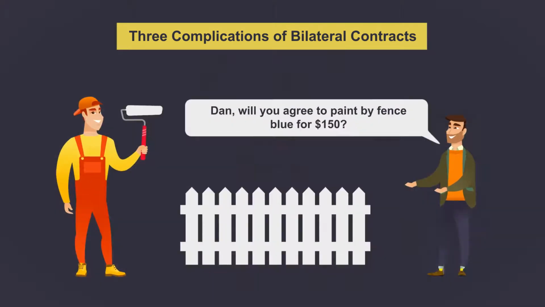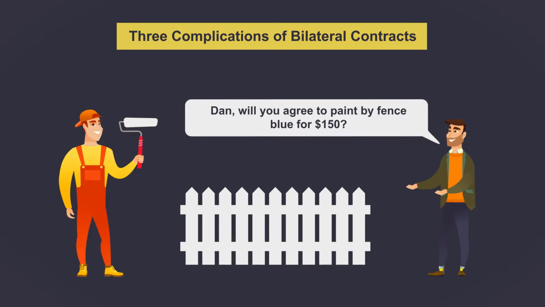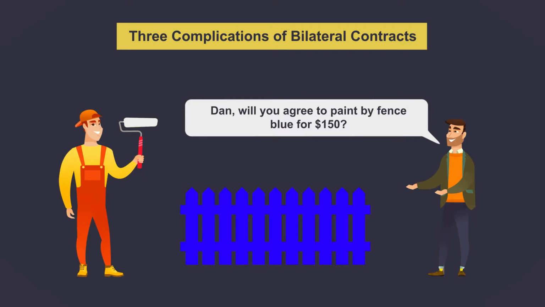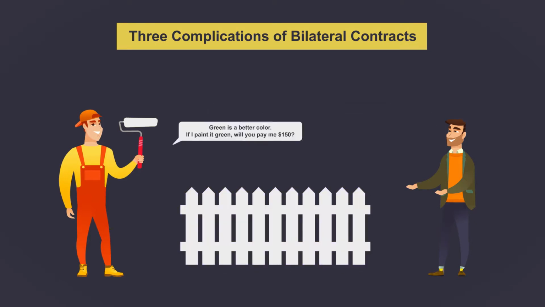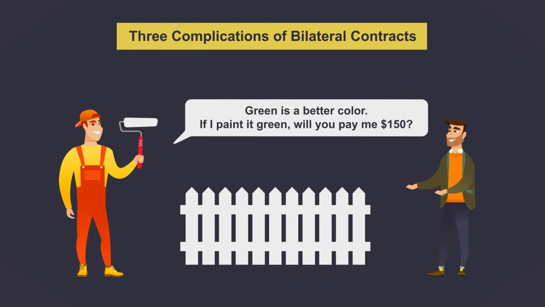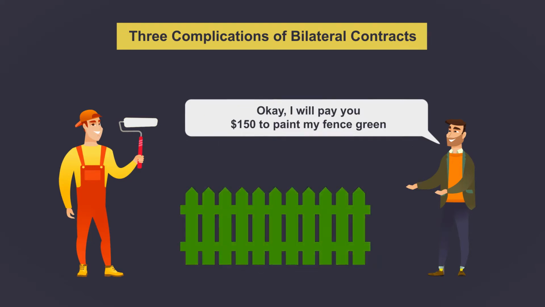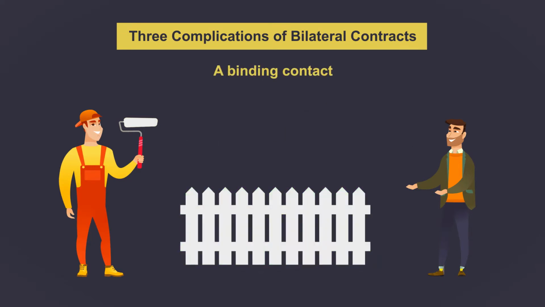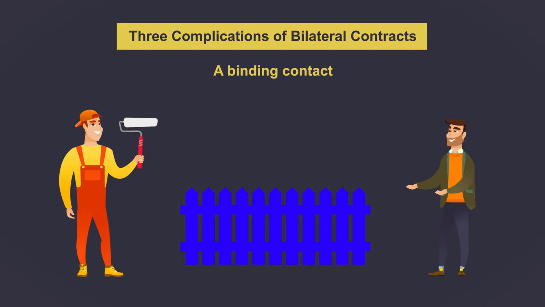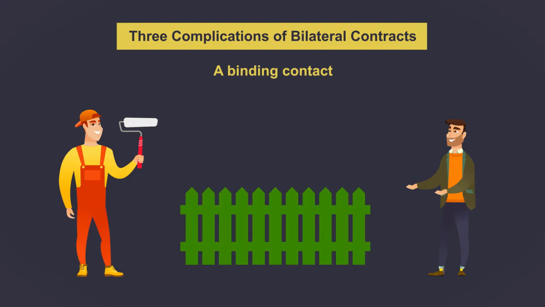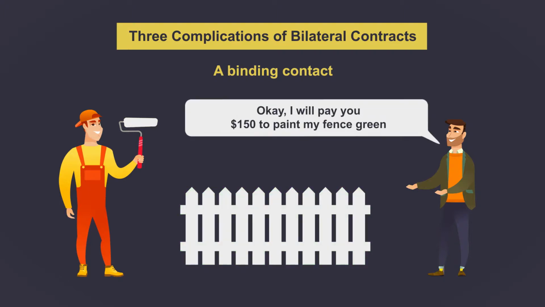For example, imagine that Eric asks, "Dan, will you agree to paint my fence blue for $150?" And Dan replies, "Green is a better color. If I paint it green, will you pay me $150?" Eric says, "Okay, I'll pay you $150 to paint my fence green." There is a binding contract. In this case, Dan did not accept Eric's first offer. Instead, he rejected it and made a counteroffer, which Eric then accepted.